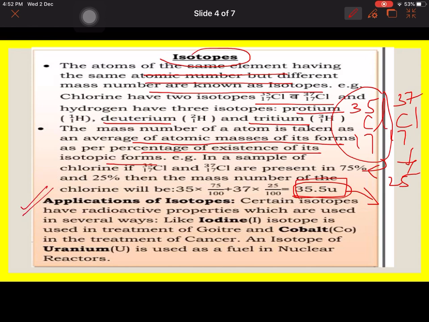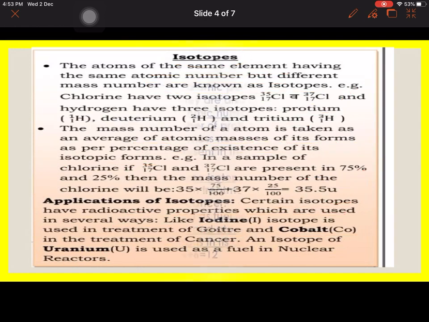There are different applications of isotopes and this is very important also. Certain isotopes have radioactive properties which are used in several ways, like iodine is used in the treatment of goiter, जो आपके गले में जो बीमारी होती है. Cobalt is used in treatment of cancer के अंदर, and isotope of uranium is used in the nuclear reactor as a fuel.